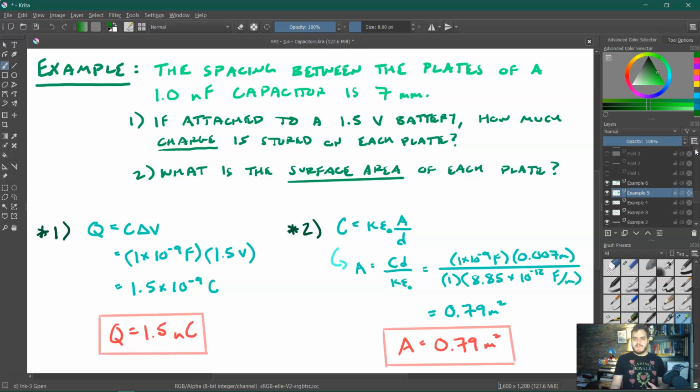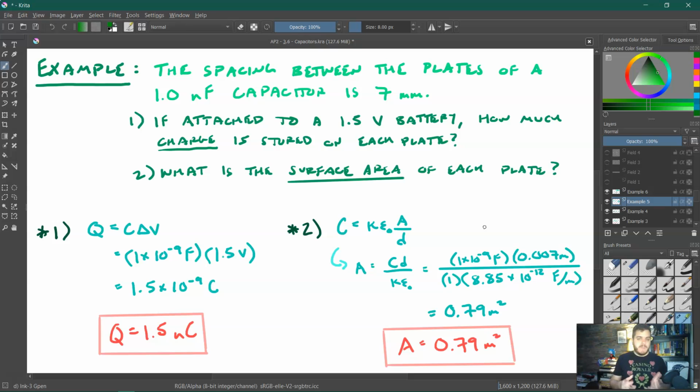And we stick in the numbers, where we have C is 1 times 10 to the negative 9 farads, D is 7 millimeters, which is 0.007 meters, kappa is just 1, and epsilon naught is 8.85 times 10 to the negative 12 farads per meter. And if we stick this in our calculator, we get 0.79 meters squared. So the area will be 0.79 meters squared, which is actually pretty substantial.